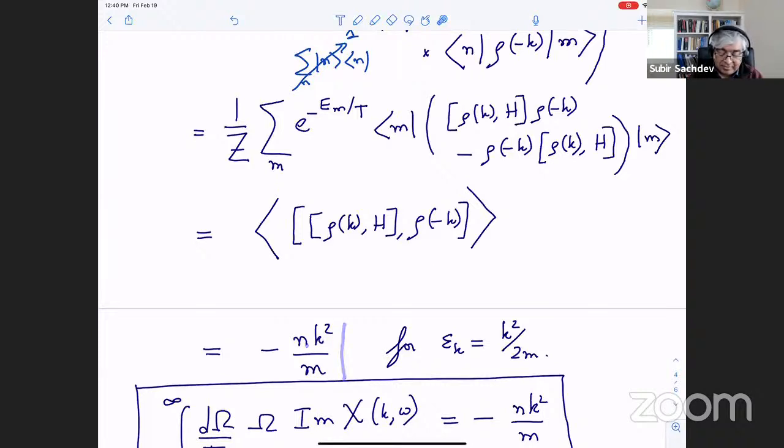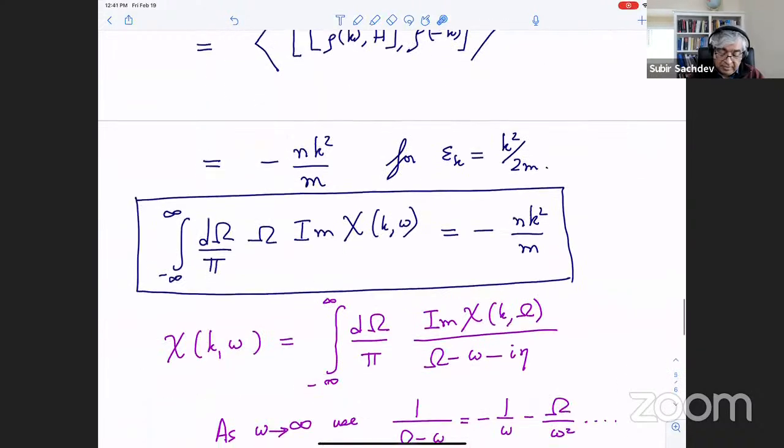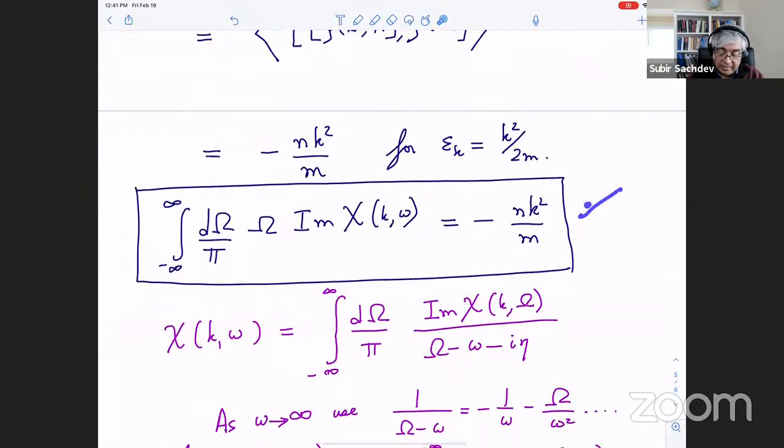Where this is the density at zero momentum, k squared over m. And it's independent of temperature, independent of the interaction, independent of everything. It only depends on the bare electron mass, not the renormalized quasi-particle mass, the momentum k squared, and the average density. So there's our F-sum rule. It tells you that this integral of the imaginary part of chi and omega is minus n k squared over m.